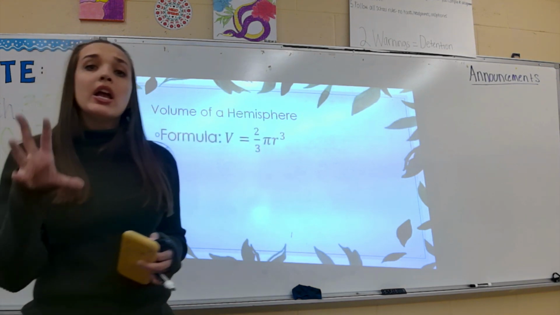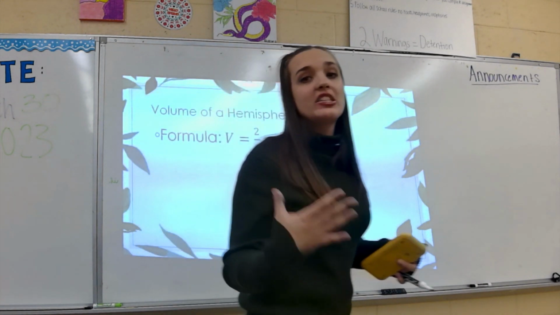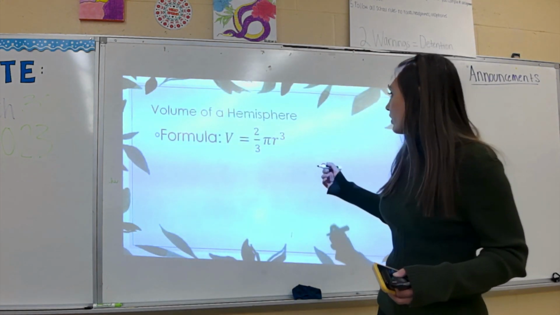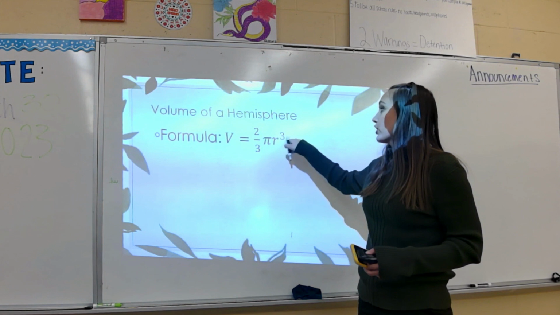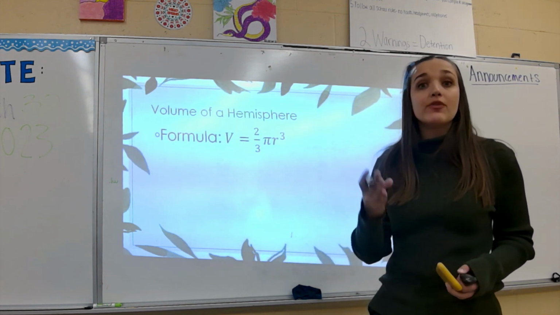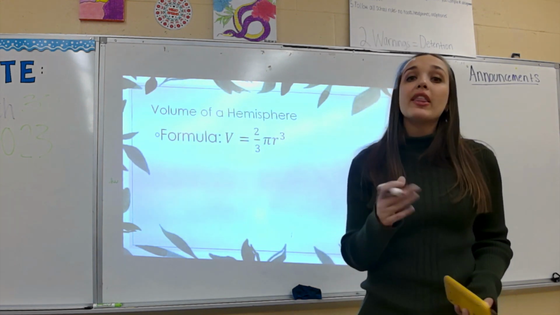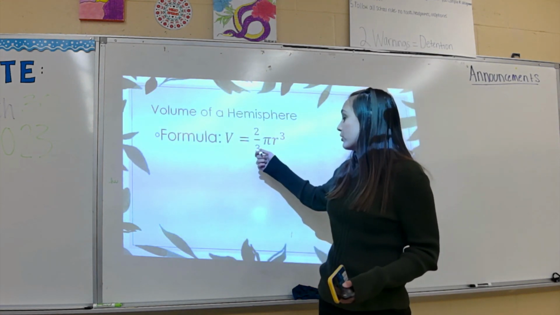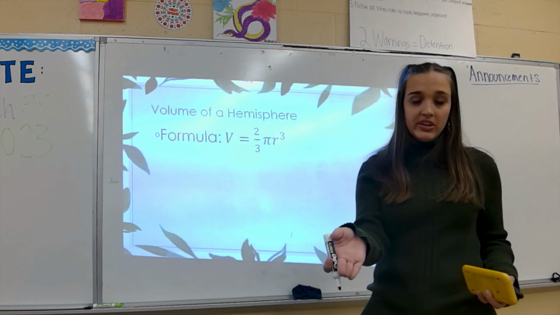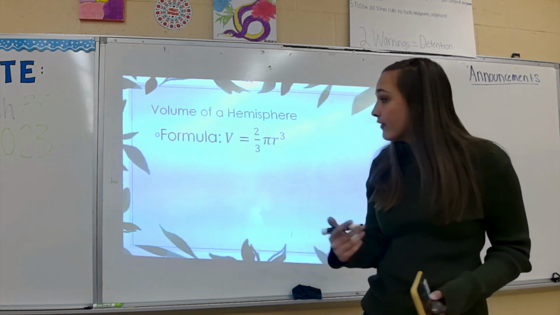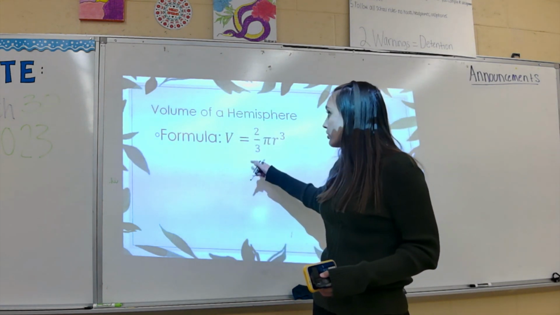Well, like I just said, our hemisphere is half of a sphere. So we took our sphere formula, which was 4/3 pi r cubed, and divided that in half, because 4/3 divided by 2 is 4/6. If we simplify that fraction, that gives me 2/3. So we took our sphere formula, divided that in half, and got 2/3.